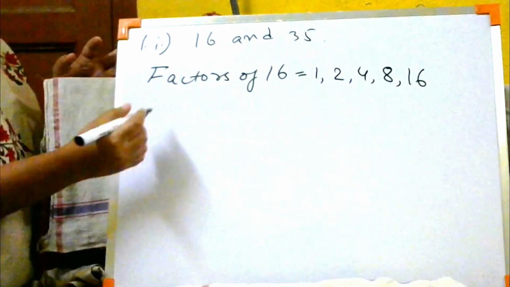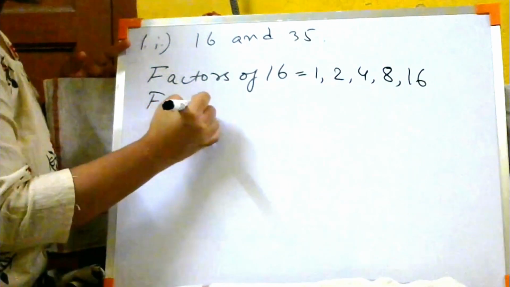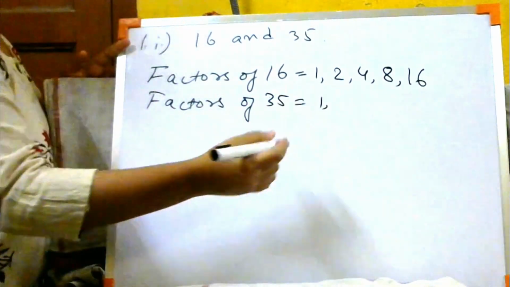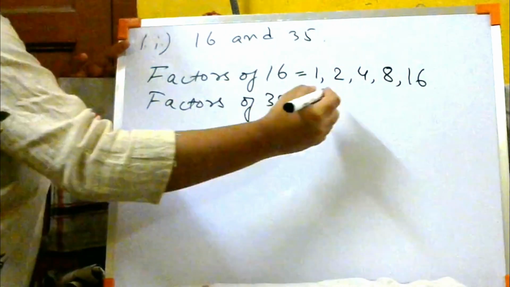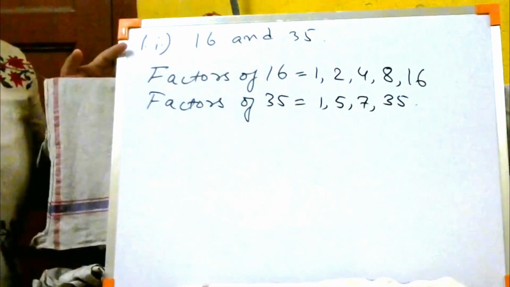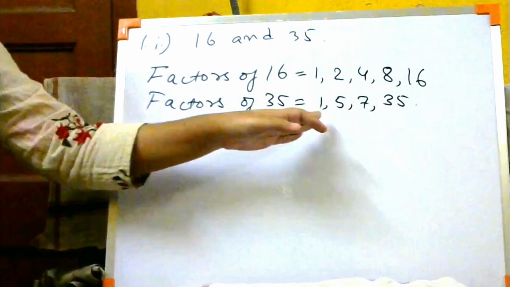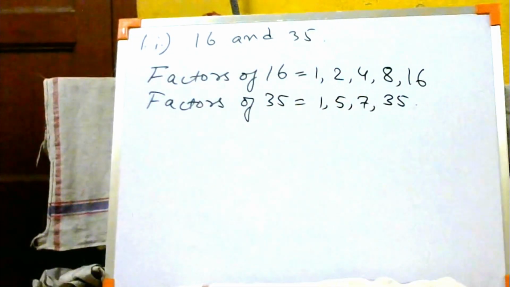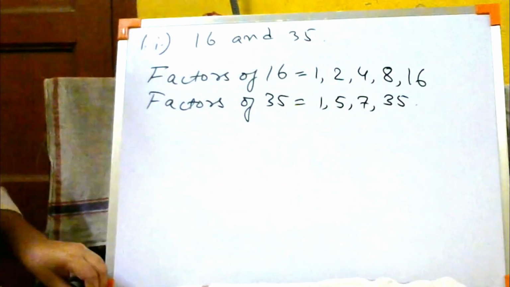So now the next number is 35. Let us write the factors of 35. What are the factors of 35? First of all, 1 should be there. Then we have 5. Then we have 7. And then finally we have 35. Isn't it? So these are the factors of 35, and these are the factors of 16.